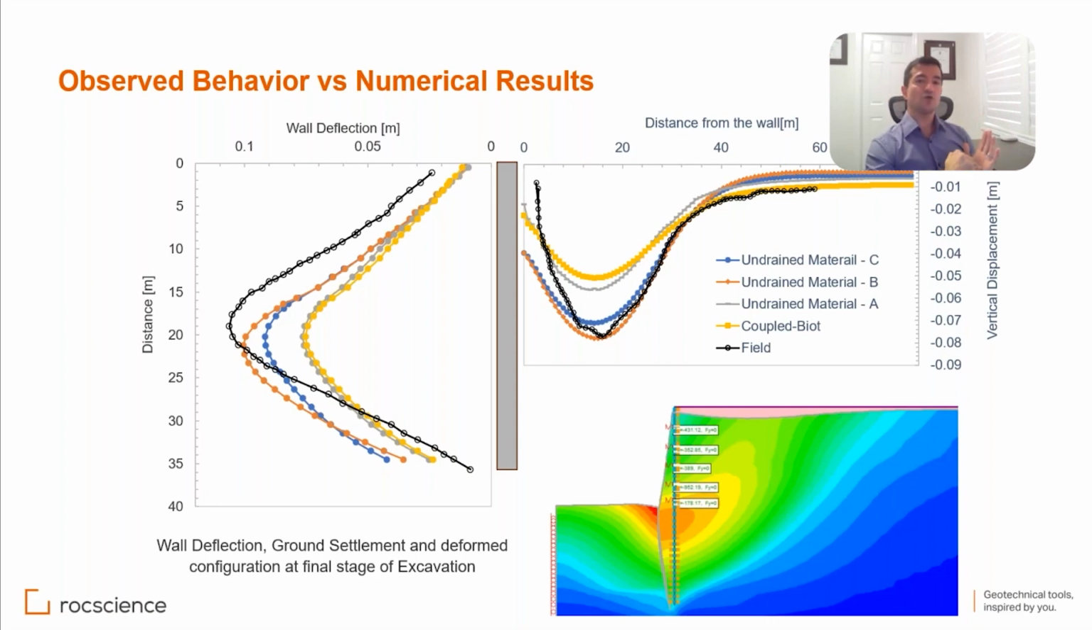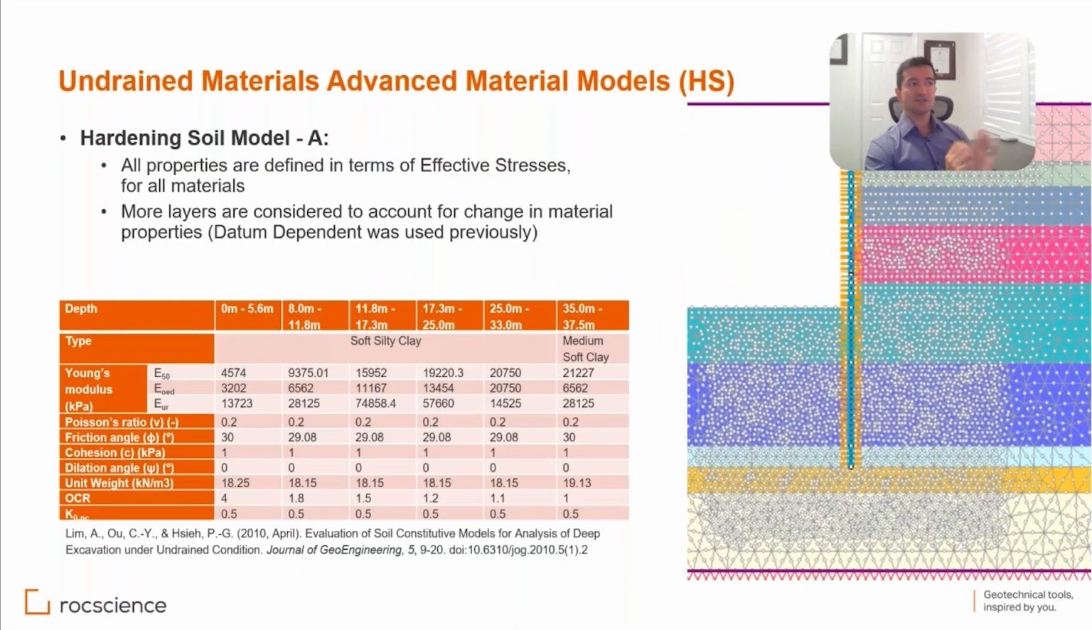So you can take it one step higher and apply the same undrained analysis for all these clay materials, but simulate it with a more advanced constitutive model, the hardening soil, for example. This is the same example. We have more layers of material for clays because, as you saw in the previous example with Mohr-Coulomb, we were using datum-dependent properties, so properties were changing with depth. In this one, we have multiple layers so that we can mimic that with the hardening soil.